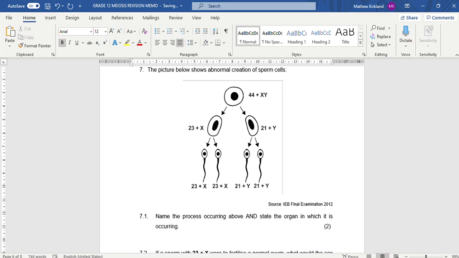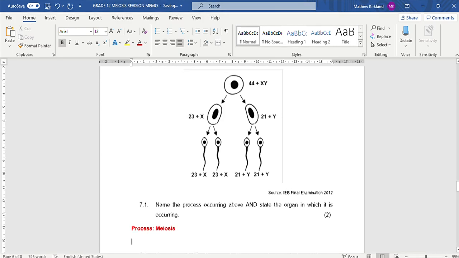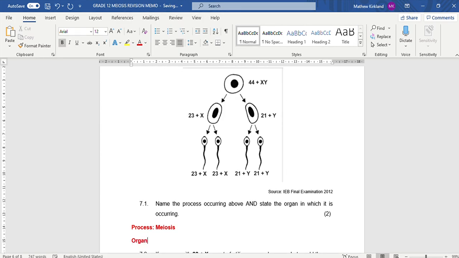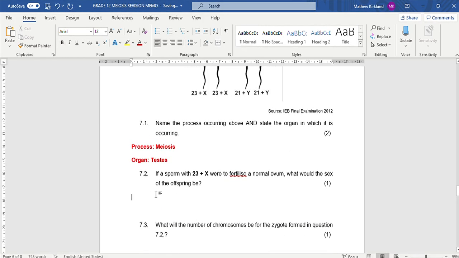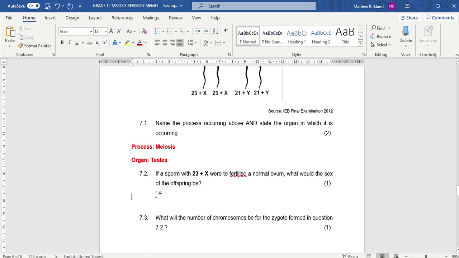First of all, a little tip about presenting your answers. You've been given 2 things: name the process and state the organ. So set it out for me as the examiner. What is the process? Meiosis. Then it asks for the organ where it is being produced. Organ: because this is sperm, we know this is the testes. If you just say testes and meiosis, or meiosis and testes, you haven't shown me that you understand what is the process and what is the organ. So make sure you set things out so that I can understand what you are doing.